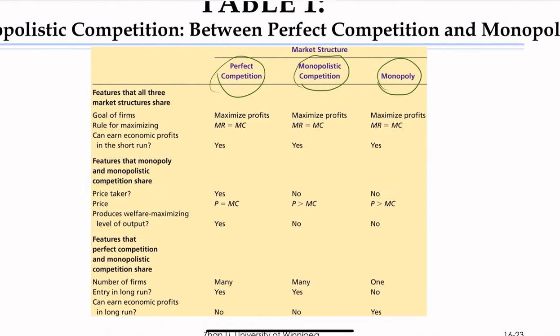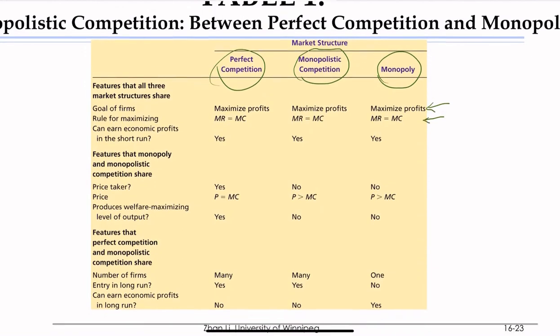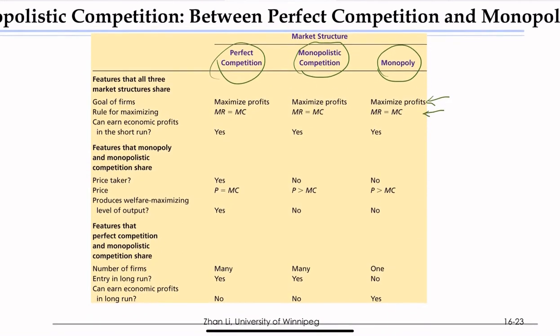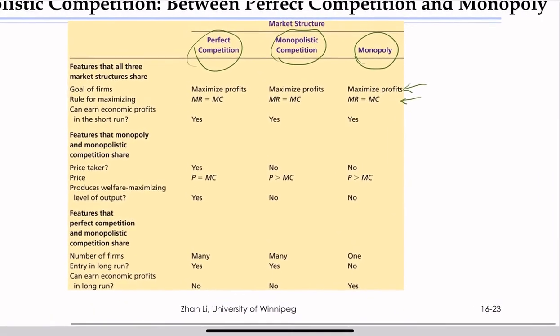First, goal of firms. A firm's goal is always about maximizing profit, right? At least in the introductory course, we want to make such an assumption. And then the rule for maximizing its profit is always about marginal revenue equals marginal cost. Again, why is this the case? Well, because think about this, right?